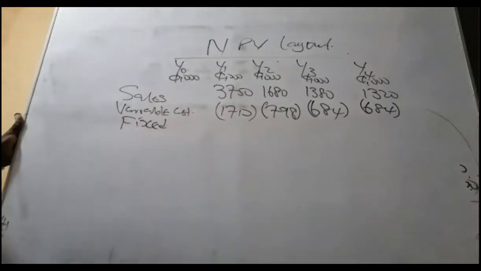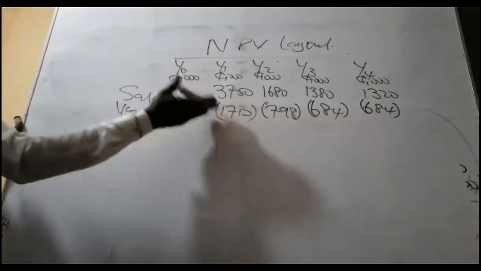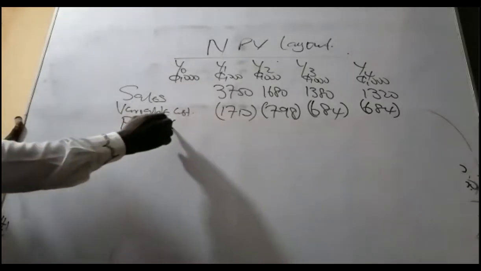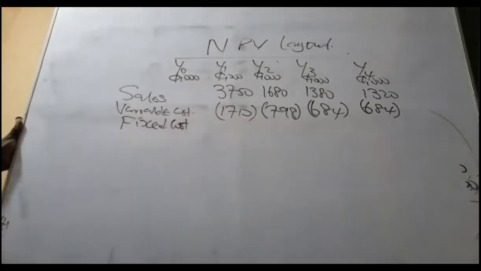You can also just subtract this one from this and get the contribution first before subtracting the fixed cost from it. So we are doing it differently. Now let's go and read the fixed cost. Now calculate the fixed cost for me from year 1 up to year 4. What will be the value of the fixed costs? Then we are done. Good.